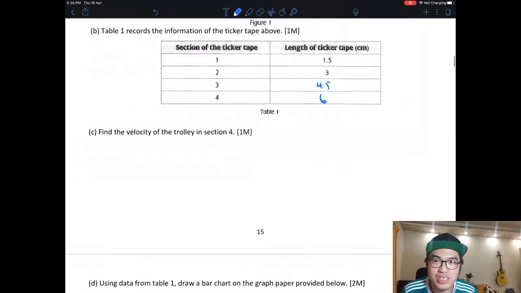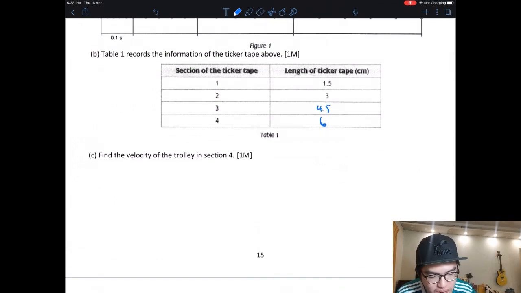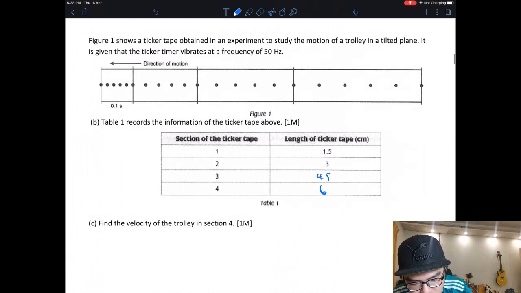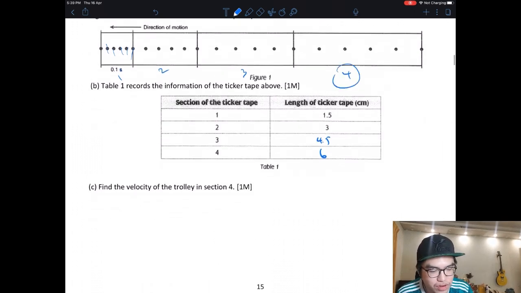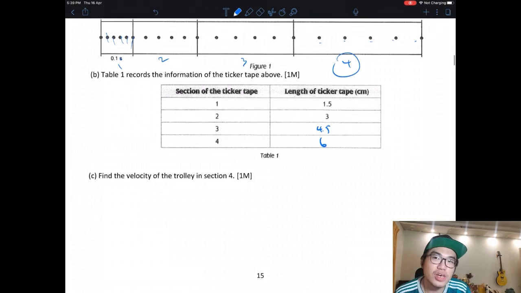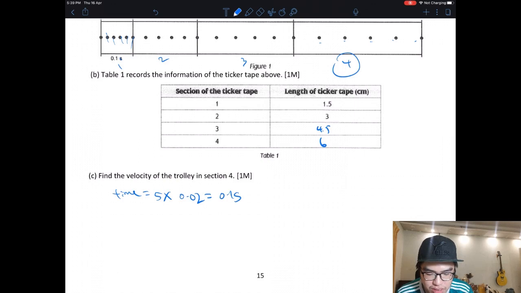So find the velocity at section 4. So where is section 4? Section 4 should be here. So section 1, 2, 3, 4. Look at here. This is not 10 dots. This is 1, 2, 3, 4, 5. So don't count the first dot. So section 4 is 1, 2, 3, 4, 5, so 5 dots. Each dot is 0.02. This is already set. Don't ask me why. So 5 times 0.02 is 0.1 seconds. So I got my time. Now I need my displacement or distance.